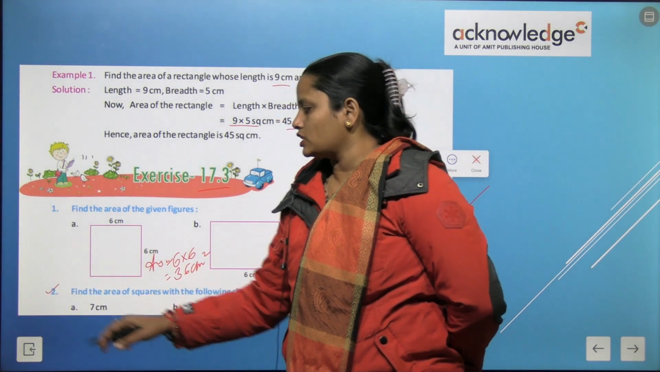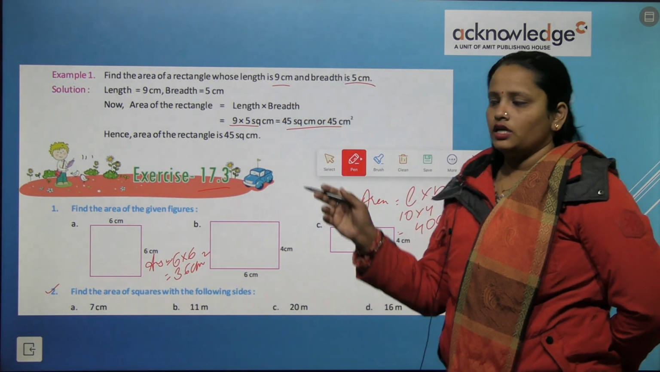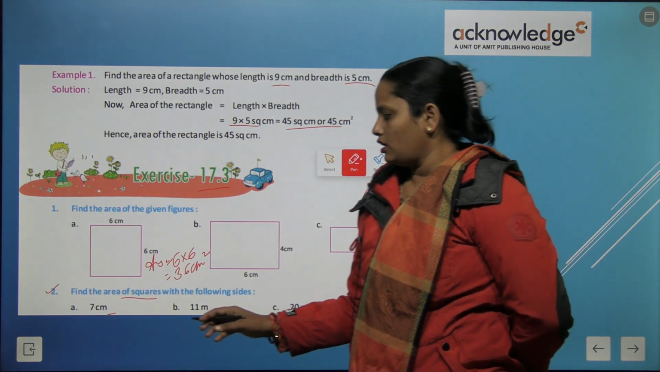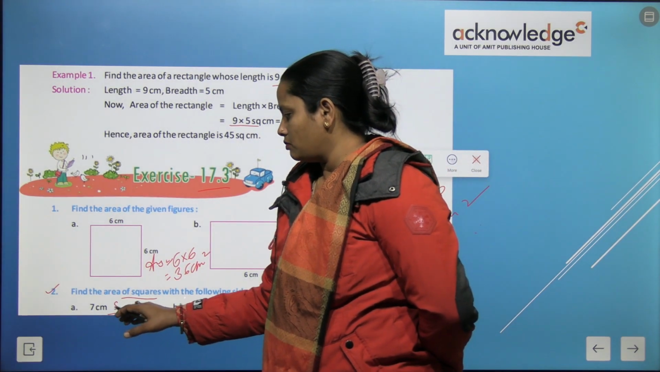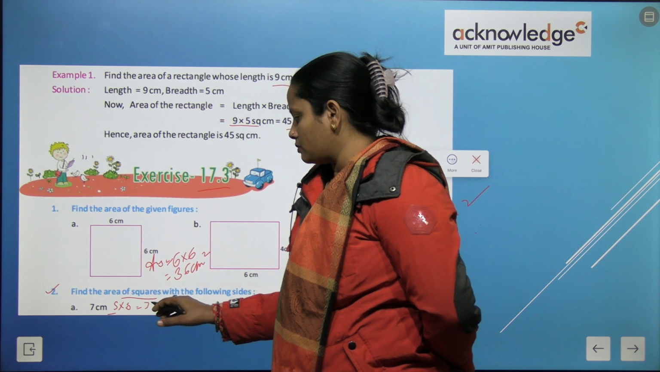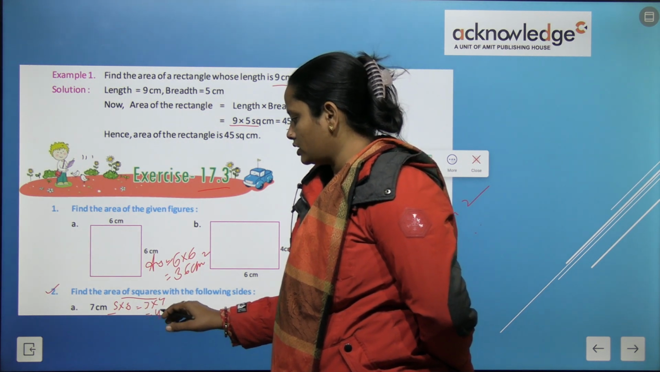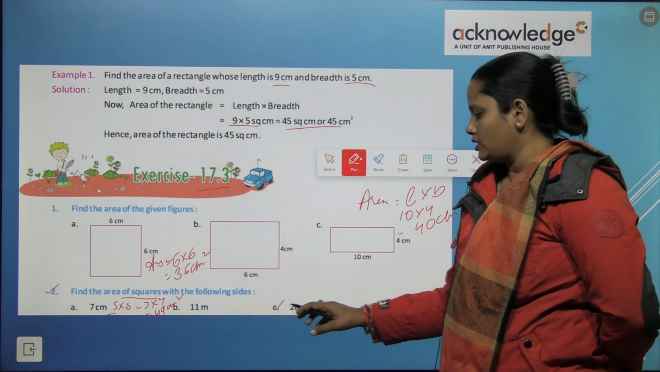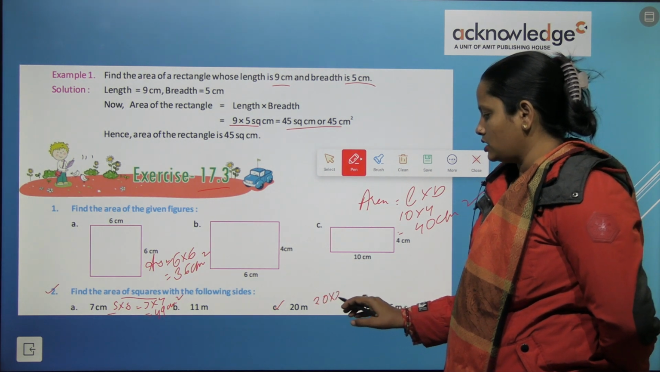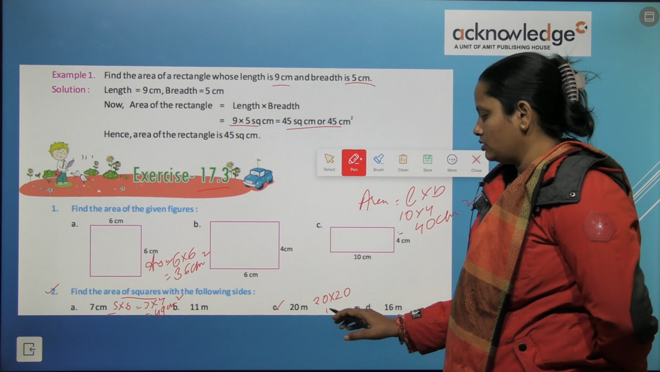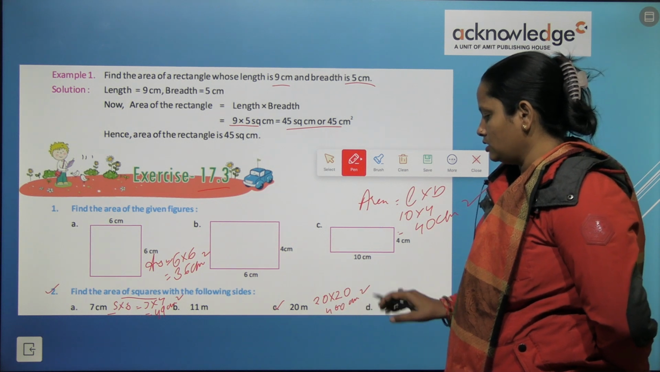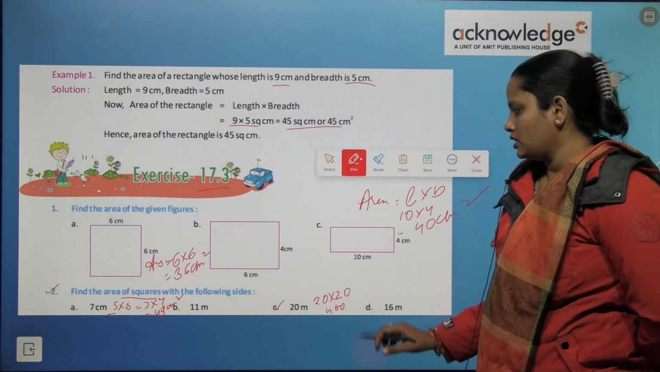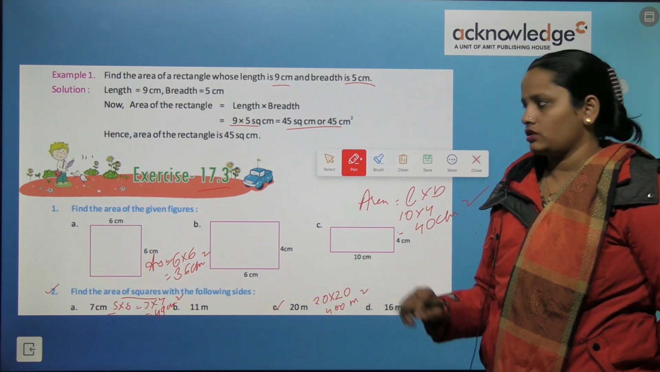Now let's move to question number 2. Find the area of the square with the following sides. Here you have to find the area of the square whose side is given. So here the area formula is side multiply side. So it will be 7 multiply 7. It's 49 centimeter square. Similarly, let's find the area of this. 20 multiply 20. So the area will be 400 centimeter square. I hope this is clear to you. Sorry, it's not centimeter, it's meter here. So meter square.